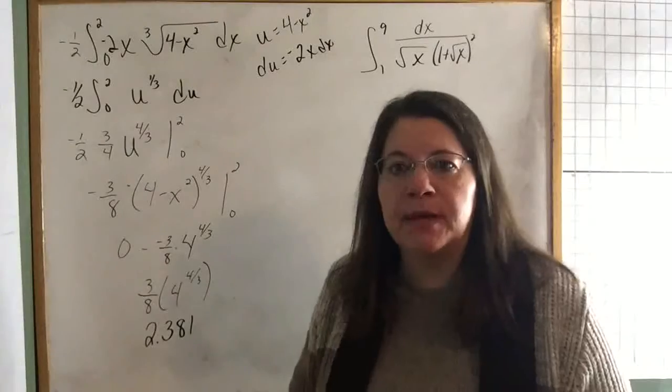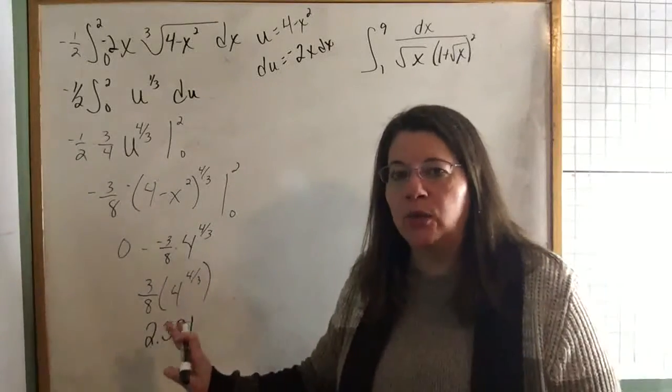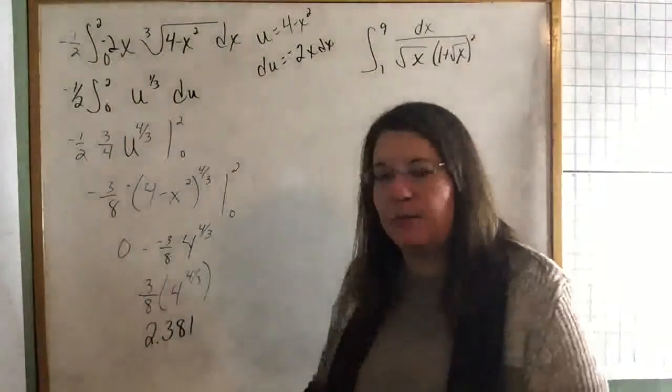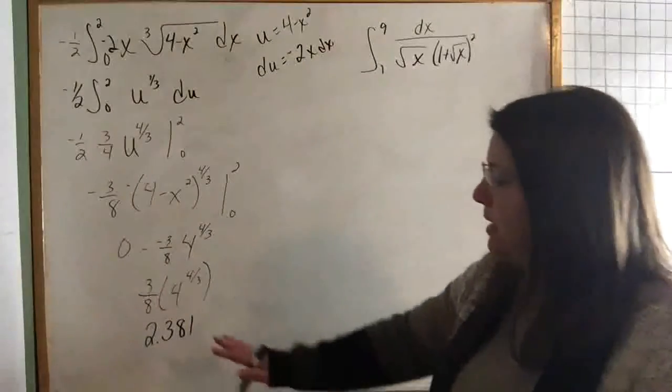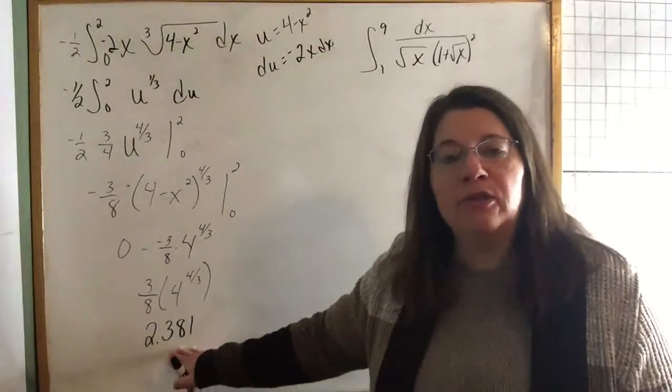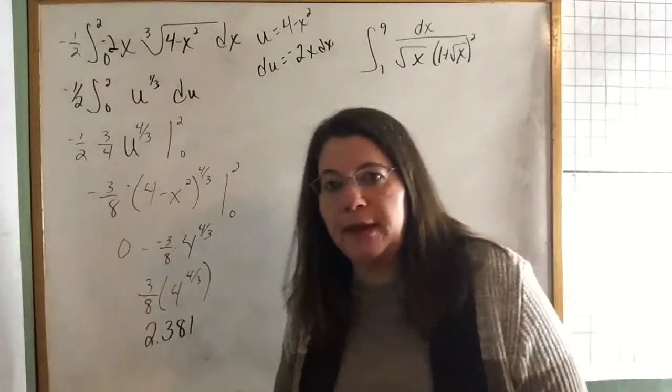And that's going to happen sometimes. They're not all going to be nice, clean whole numbers. Sometimes you'll end up with a decimal. I tend to always round to 3 decimal places because that's what the AP test is usually going to require. But just read the directions and they'll tell you what to do with it.